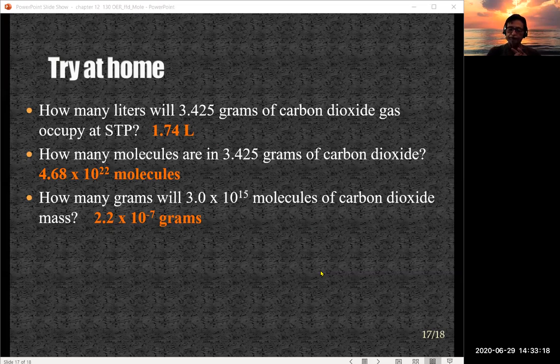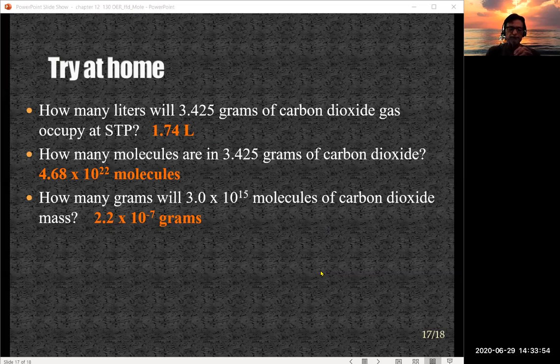So you're given the amount of carbon dioxide. Okay. You need to calculate the molar mass of carbon dioxide, which means you're going to need the formula, right? And once the molar mass is determined, you know how many moles of carbon dioxide you have, and then you utilize Avogadro's number to give you the number of molecules. And you should come up with 4.68 times 10 to the 22 molecules of carbon dioxide.